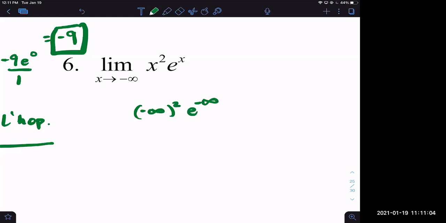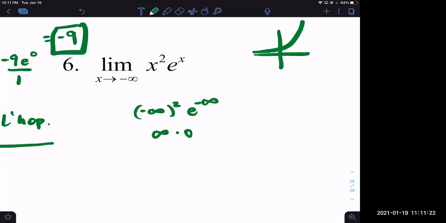I'm plugging in negative infinity. Negative infinity squared is infinity. What's e to negative infinity? What does e approach if you go to negative infinity? Think of the graph of e. Here's the graph of e. As you go to negative infinity, where does the graph go? 0. So this is infinity times 0.